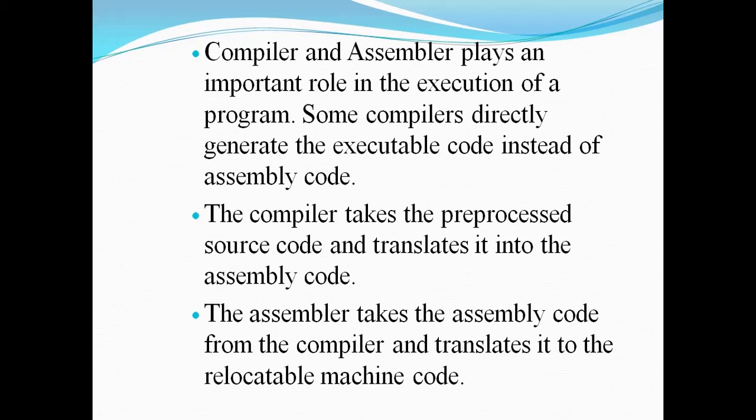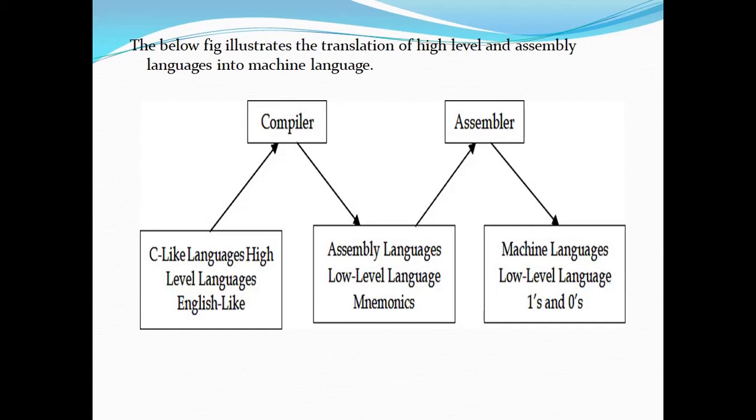The assembler takes the assembly code. Here in the assembler case, it takes the assembly code from the compiler and then it translates it into machine code. This is relocatable machine code. So this is the diagram. Okay, so this shows the translation of high level language to assembly language, again then into machine language.